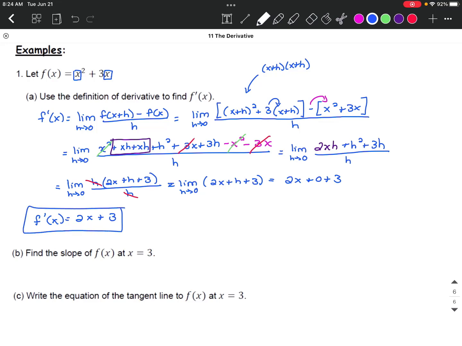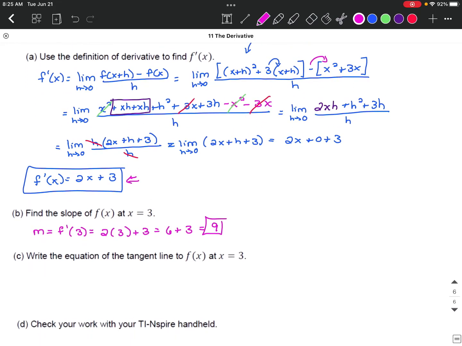Ta-da! Now, if I want to find the slope of f of x at 3, remember the slope of the curve is the same as the slope of the tangent line, which is the same as the derivative at 3. So it's just 2 times, we're going to plug the 3 in for x, plus 3. We're just plugging 3 into that derivative. 2 times 3 is 6, plus 3 is 9. Now, we're going to write the equation of the tangent line. Now remember, a tangent line, a line y minus y1 equals m times x minus x1.